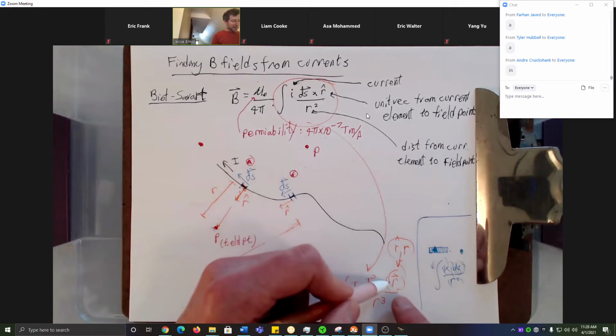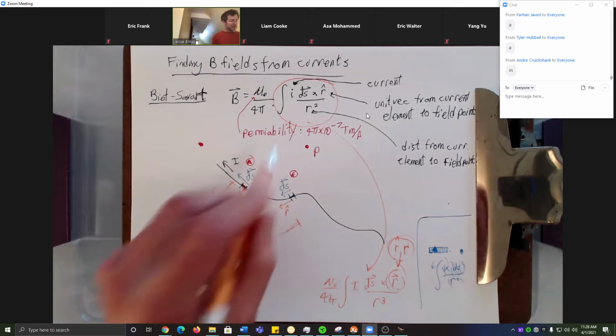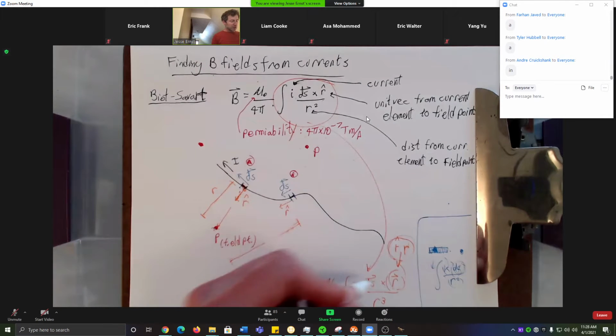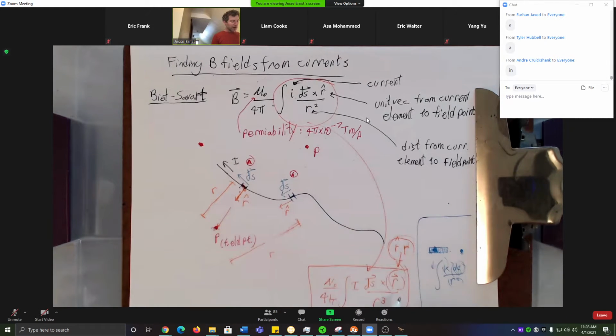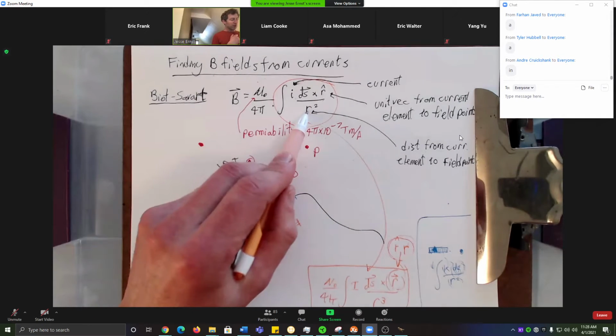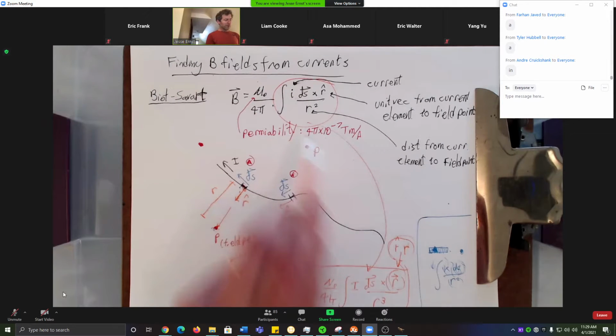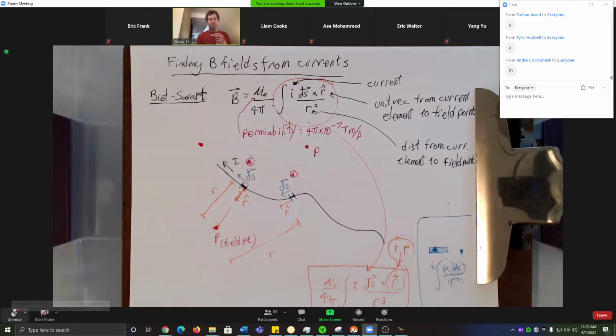If you put this in for that, you can cancel one power of r and get this. So some books or some things you look at online may show it as r vector over r cubed or r hat over r squared. I prefer this one, and I think your book does this one, although they may refer to this. That's the same.